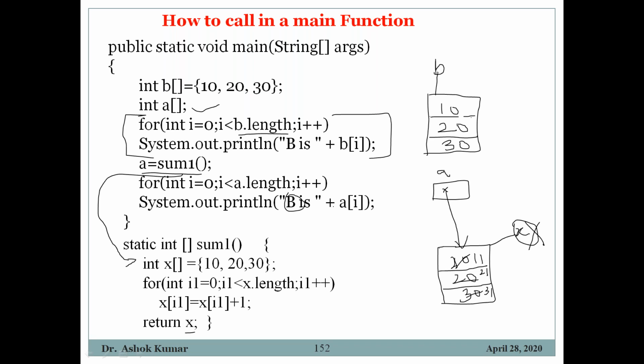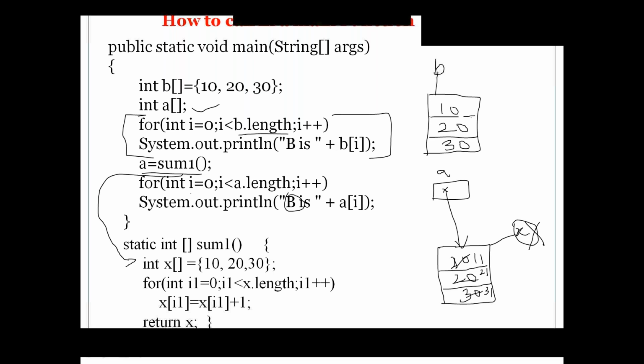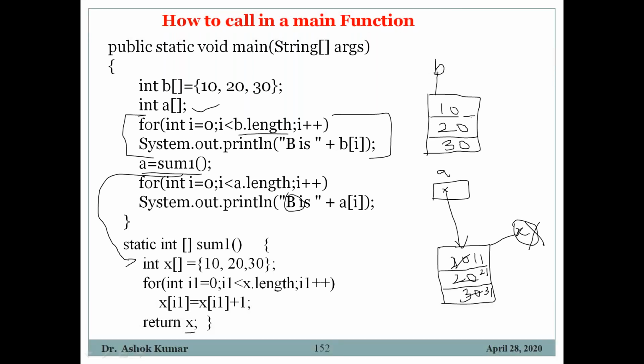Now if you print every element of A, you will get 11 as the first element, then 21, then 31. Right? So this loop will iterate through the array elements and print each and every element of the array. So this is how we return an array from methods.